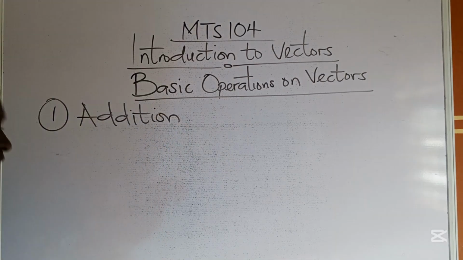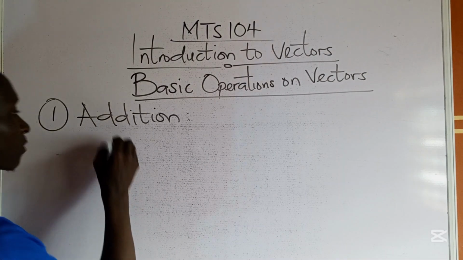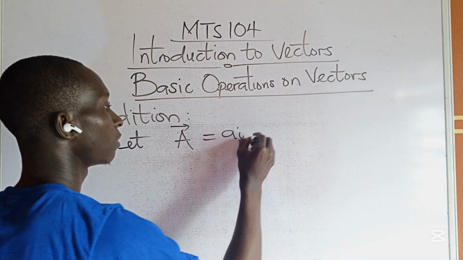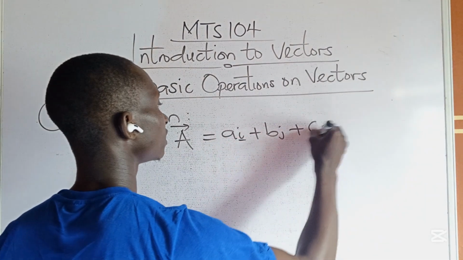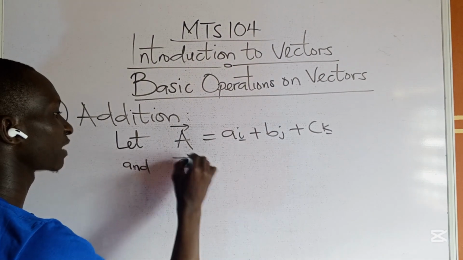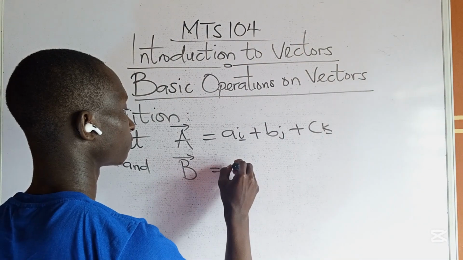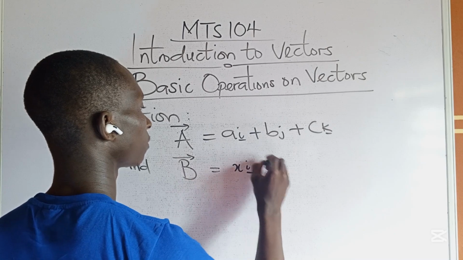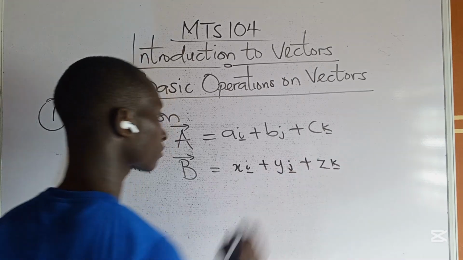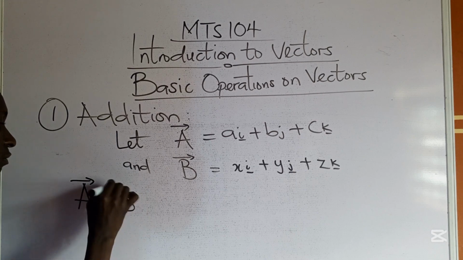Addition. Now, let me explain by an example, by an illustration. For instance, let vector A be ai plus bj plus ck. And you have another vector, let's call that vector B, and vector B is, let's say, xi plus yj plus zk. And the question asks you to add vector A plus vector B.